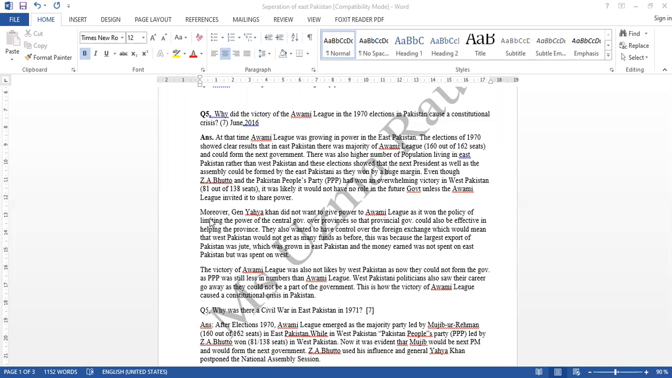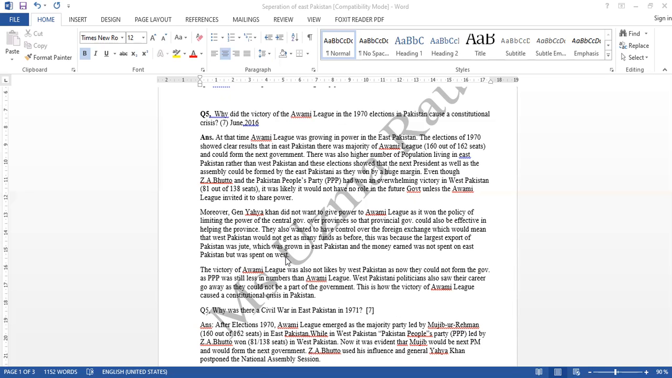Then comes the next reason, which is moreover General Yahya Khan did not want to give power to Awami League as it won the policy of limiting the power of the central government over provinces so that provincial government could also be effective in helping the province. And they also wanted to have control over the foreign exchange, which would mean that West Pakistan would not get as many funds as before. This was because the largest export of Pakistan was jute, which was grown in East Pakistan, and the money earned was not spent on East Pakistan, but was spent on West Pakistan.